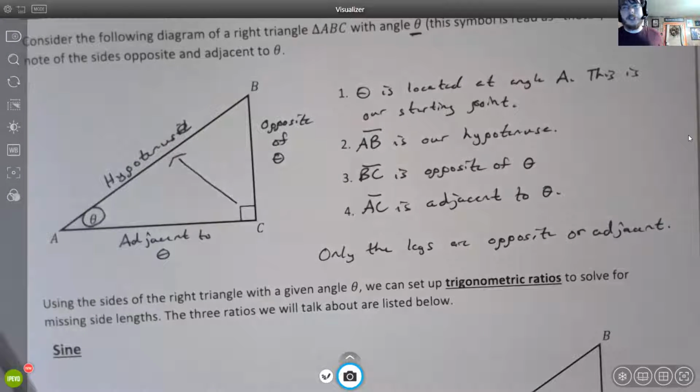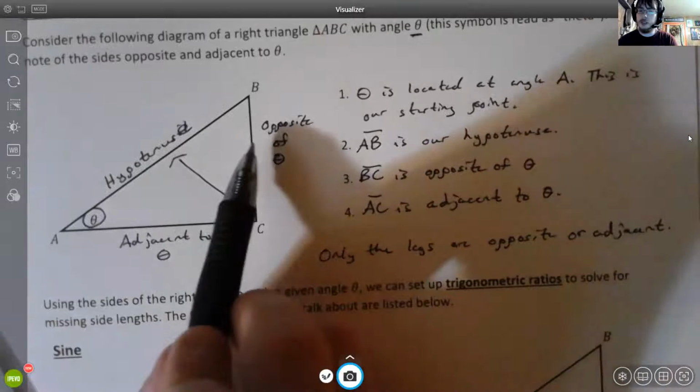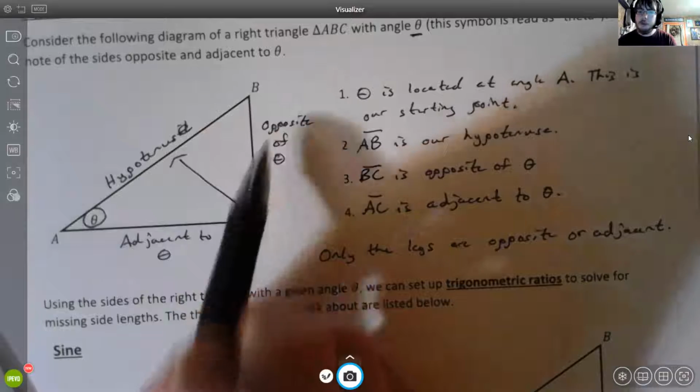Now, this is where a little bit of the confusion comes in. If we are labeling these to help us do our work, what we want to do is use O, H, and A. We're not going to be using A, B, C when we use trig. And that's going to confuse a lot of people. But for trig, that's going to just be one of those things you'll have to get used to. We're going to label them with O, H, and A. And the reason why we do that is because we're just shortening hypotenuse, opposite, and adjacent.